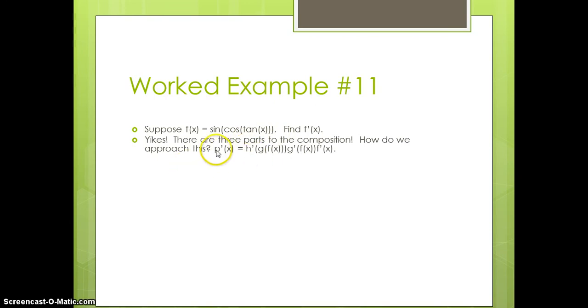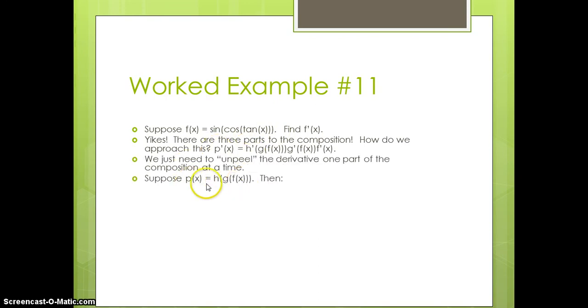So we need to look at this as p of x is equal to h of g of f of x. One function inside of another function, inside of another function. It just keeps on coming. The derivative of this whole thing, p prime, would be h prime of g of f of x. So derivative of the outside, leave everything else the same on the inside, times g prime of f of x. So then we go to the first inside function, times f prime of x. All right? So we keep on unpeeling the derivatives, one part of the composition at a time.